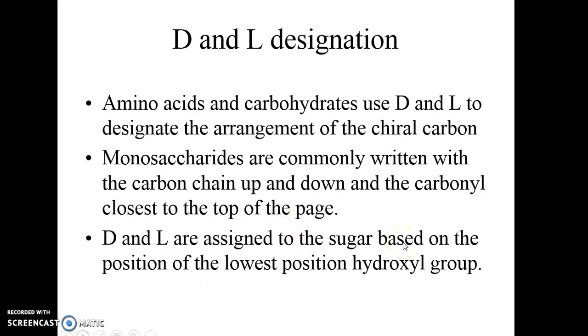We designate both amino acids and carbohydrates as being either D or L to designate what's going on with the chiral carbons. Now, it's only one particular chiral carbon in the molecule that we look at. Whenever we write our monosaccharides, we commonly put the carbon chain in an up and down fashion, and we put the carbonyl closest to the top of the page. What we do is look at the bottommost chiral carbon, and the position of that hydroxyl group tells us whether it's D or L.